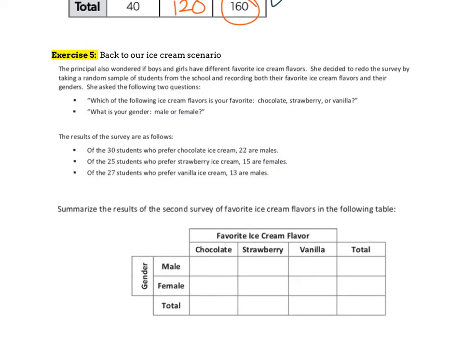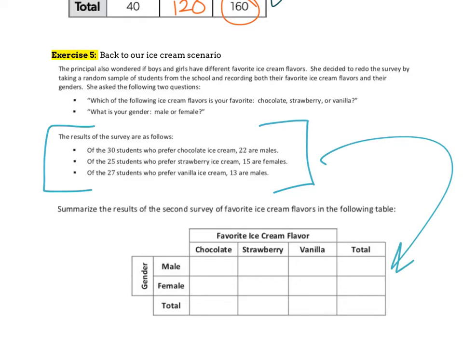Okay, in the first part of Lesson 13, we made up some information about the ice cream and the chocolate and the vanilla and the strawberry. This particular question, exercise 5, gives us all of our information in sentence form, and we're going to need to transfer it to the table. So I recommend that you pause this video for a moment and read over this scenario.